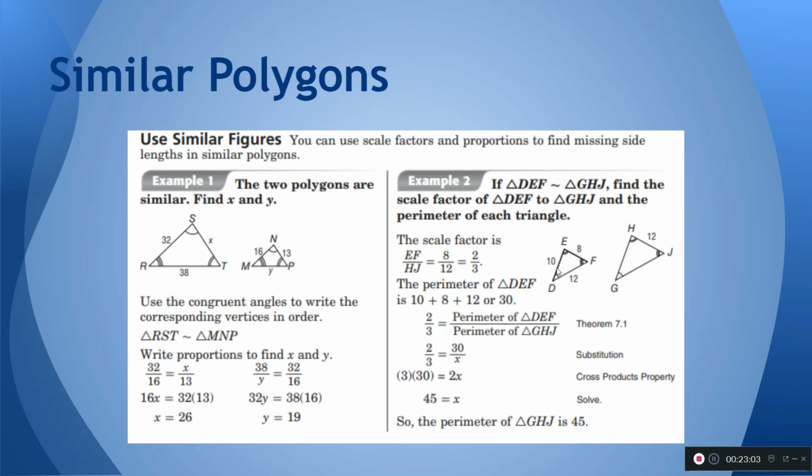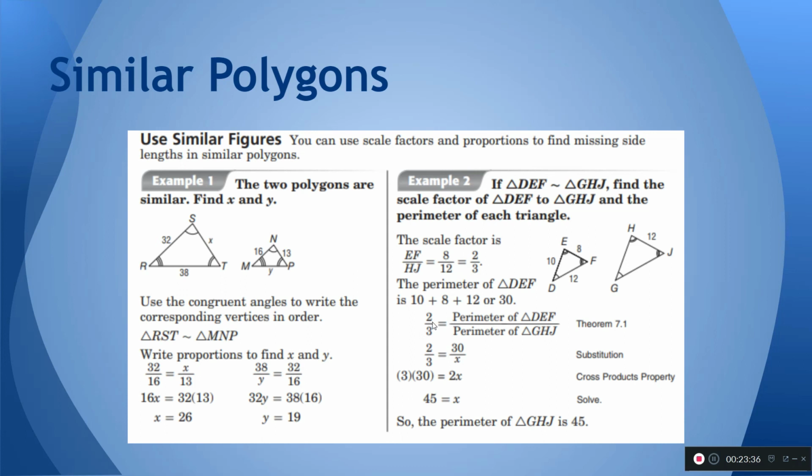We're already told that these are similar figures, so we don't have to worry about figuring out if they're similar or not. And we're trying to figure out in this problem the perimeter of each of the triangles. Well, the perimeter on this one's pretty easy because they've given us all three of the sides. So 10 plus 8 plus 12 equals 30. So this triangle has a perimeter of 30. So we're trying to figure out the perimeter of this one where we don't have the sides, but we can figure it out using our scale factor.